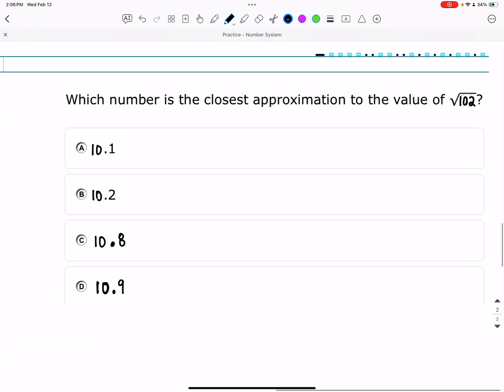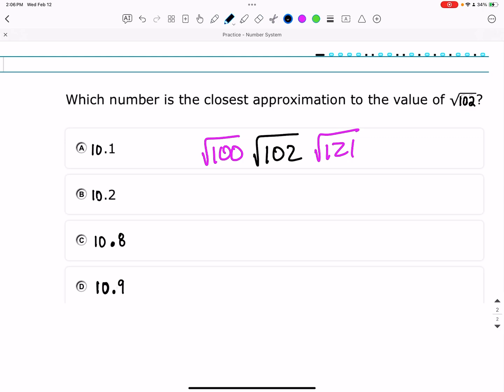What's the closest approximation to the square root of 102? Well, I don't know the square root of 102, but I do know the square root of 100. And I do know the square root of 121. That's 10 and 11. Okay, so it's going to be 10 point something. This is way over here. This is only 2 away, and that one is 19 away. So if the space is 21 wide, that's a blowout. This thing is almost as close as it gets. It's definitely not this. It's definitely not this.